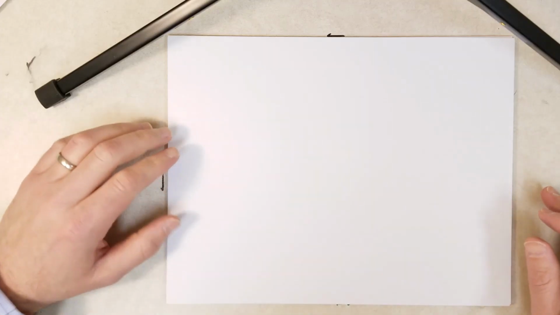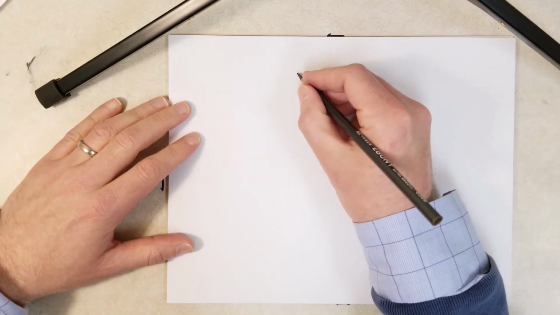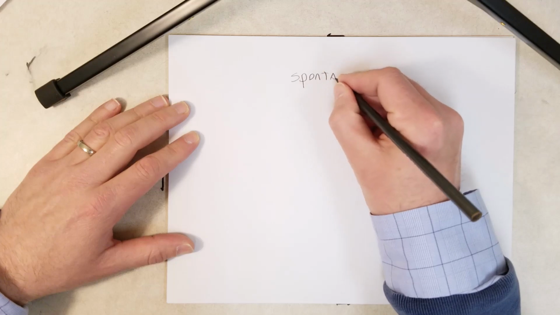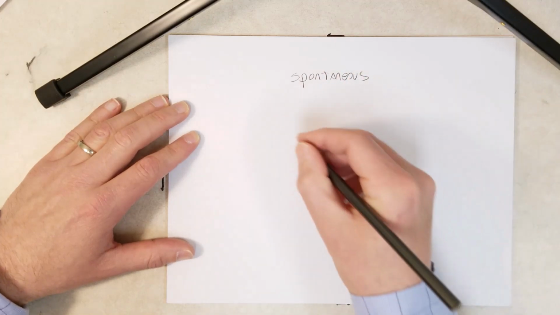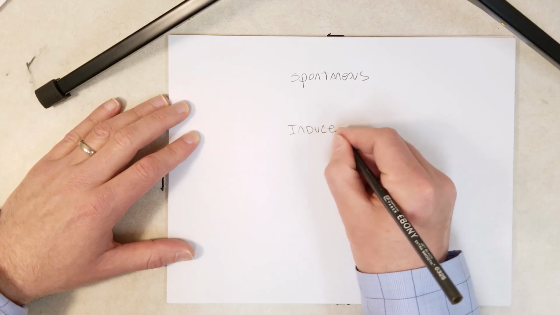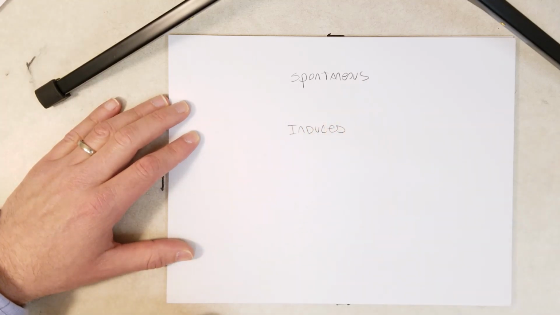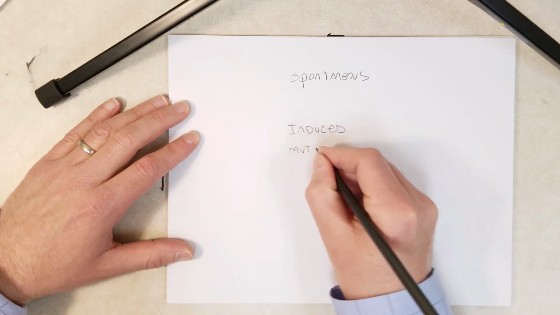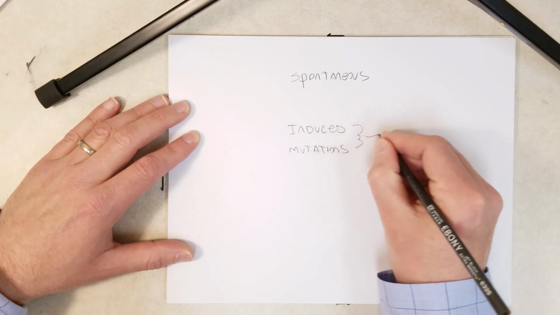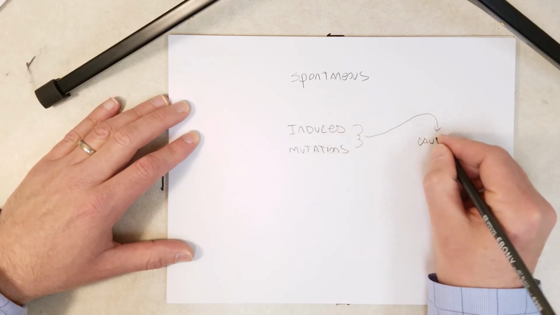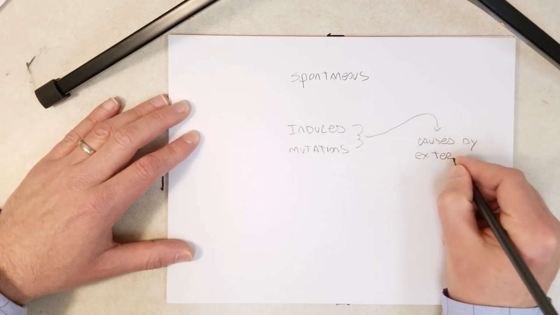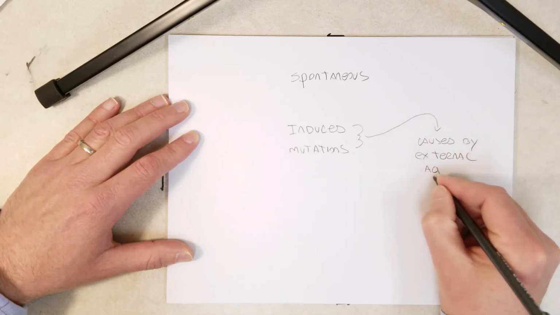Hey everybody, in this video we are going to talk about the difference between spontaneous mutations and induced mutations. So an induced mutation essentially is any mutation that is caused by an external agent.